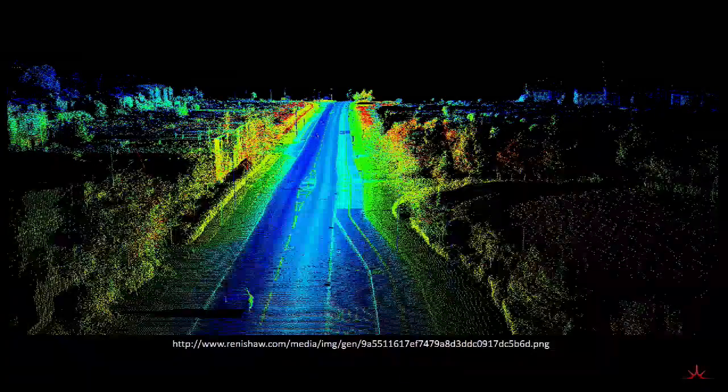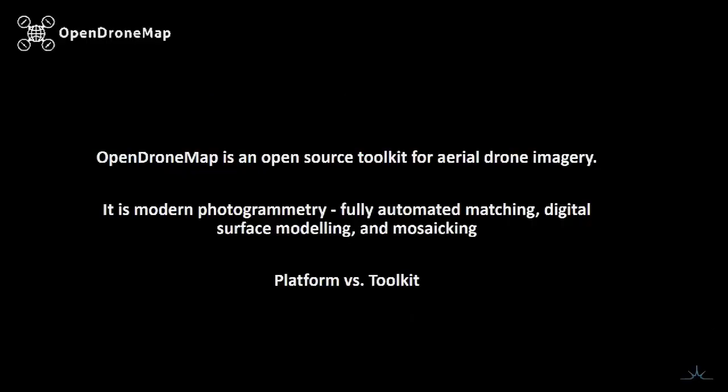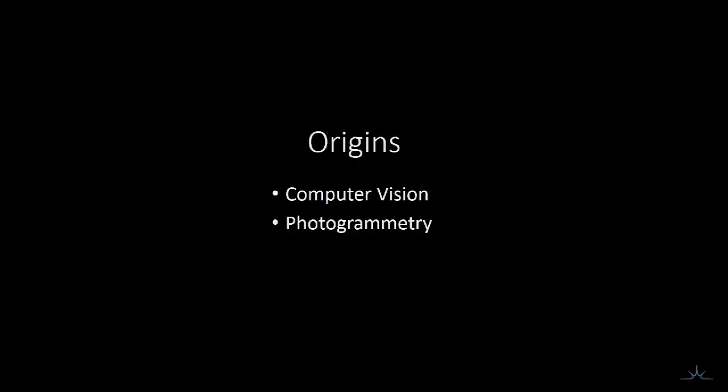Anyway, regardless, we know that the future includes data. It includes better real-time data and better relatively static data. And OpenDroneMap's meant to be an open source toolkit for that to help more people generate these data. And it's modern photogrammetry, fully automated. I used to say it's a toolkit, not a platform, but now we've got a good caveat. There's actually some folks who have deployed it as a platform, including some of our core contributors.